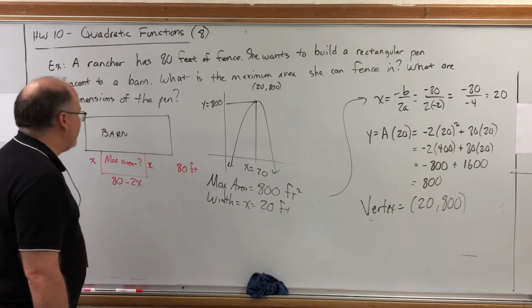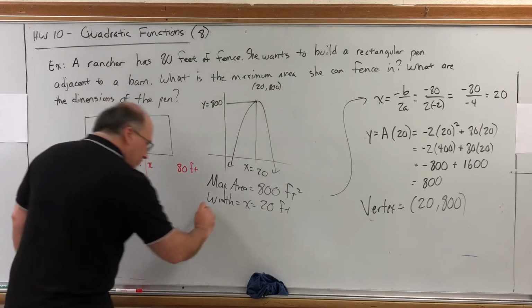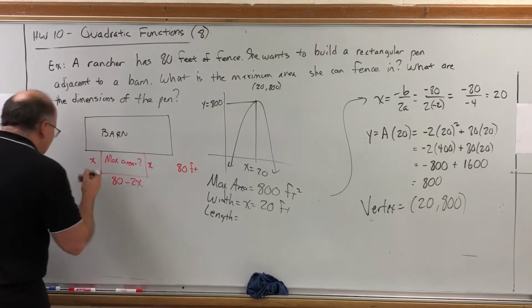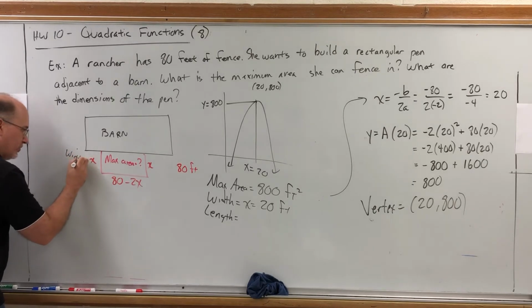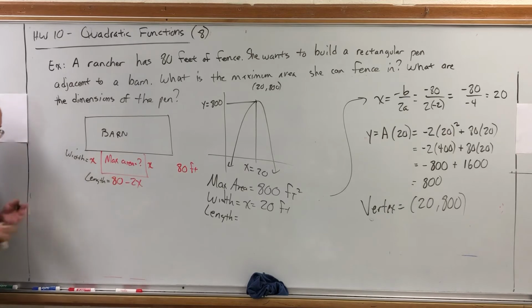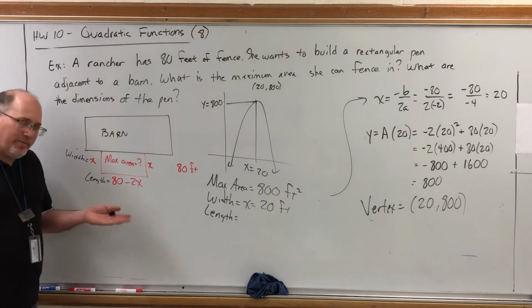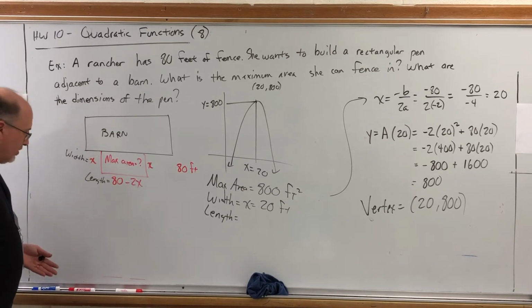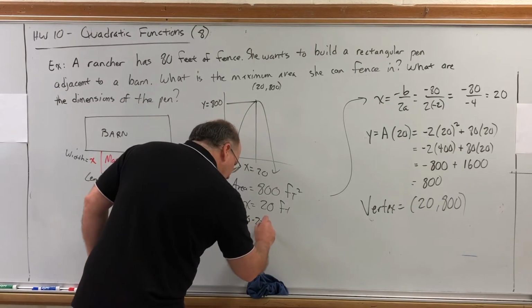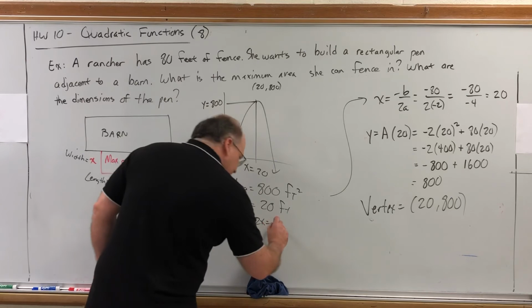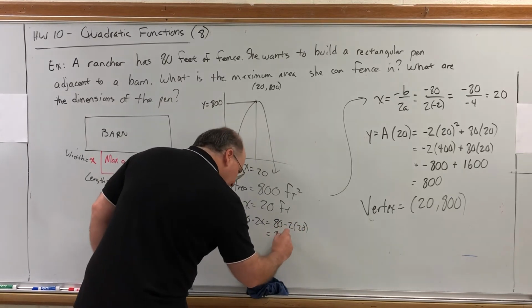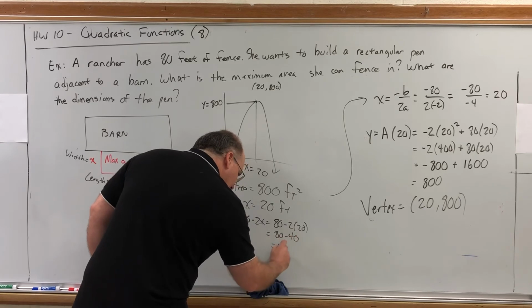Now the question did ask for the dimensions, plural, so how do we get the length? And I apologize, a long time ago I should have written width equals, length equals. It really didn't matter which one was called width and length as long as we made a decision and ran with it. So our length is 80 minus 2x. But x was 20, so it's 80 minus 2 times 20, which is 80 minus 40, which is 40.